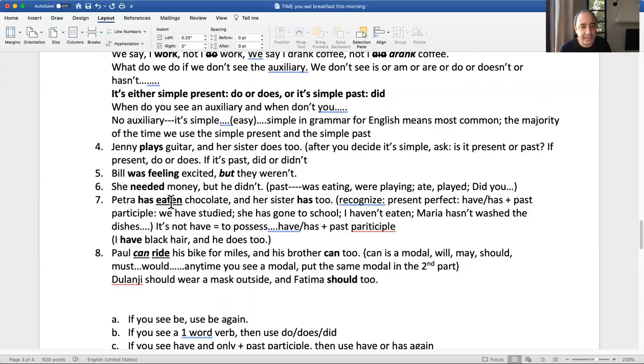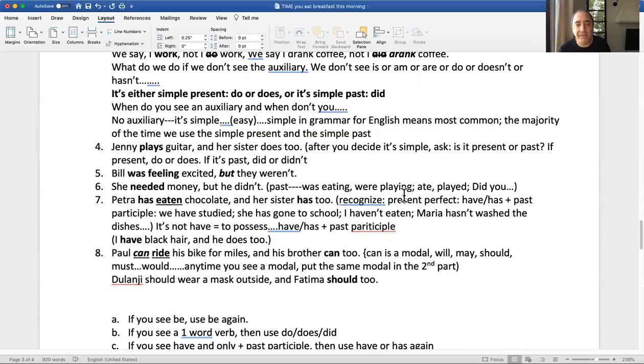Okay, number 7 is an example of the present perfect, where we use have or has and then a past participle. Notice, eaten is the main action. Has is the helper. Petra has eaten chocolate and her sister has too. If you see have here or has, and only if you see a past participle, eaten, gone, drunk, been, begun, that's only when you'll use have or has or haven't or hasn't in the second part.